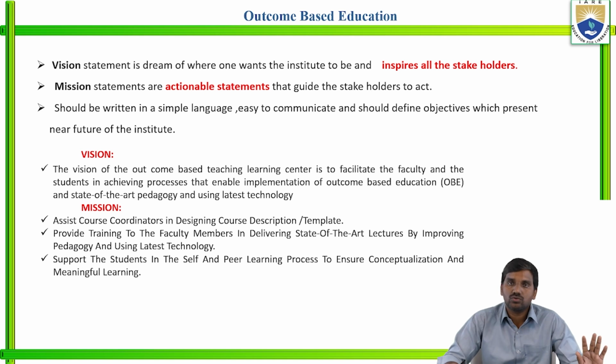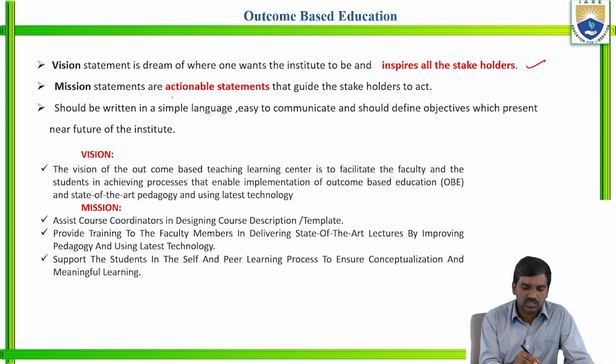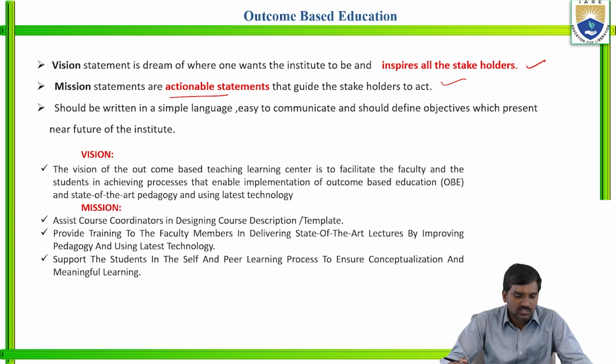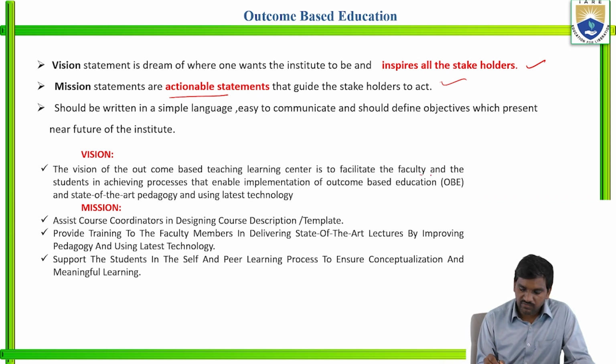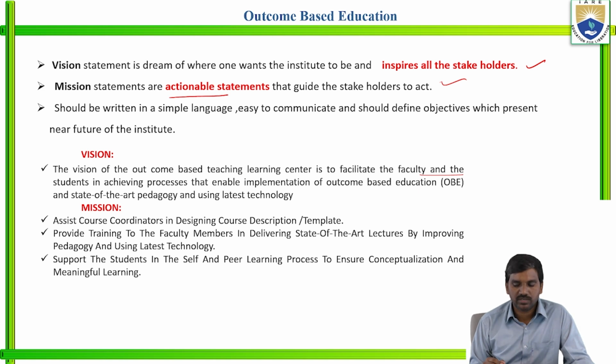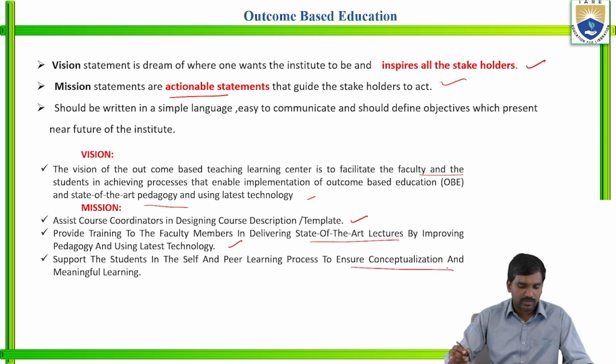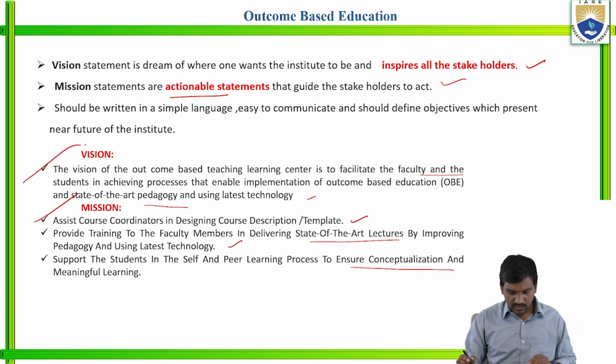So we need to know some vision and mission of OBE here. Vision statement is a dream of where one wants the institute to be, to improve all the stakeholders. And mission statements are actionable statements that guide the stakeholders to act. So here, what is the mission? What is the vision? We mentioned it on our college website also. The vision of the outcome-based teaching learning center is to facilitate the faculty and the students in achieving processes that enable implementation of outcome-based education and state of the art pedagogy and institute the latest technology. That is the vision of our OBE. And mission: assist course coordinators in designing course description and template, and providing training to the faculty members in delivering state of the art lectures by improving pedagogy and using the latest technology. The last one, supporting the students in the self and peer learning process to ensure capitalization and meaningful learning. So this is the mission and vision of the outcome based education learning center.